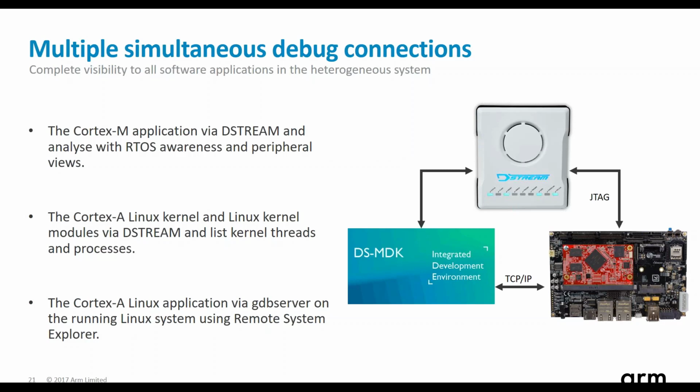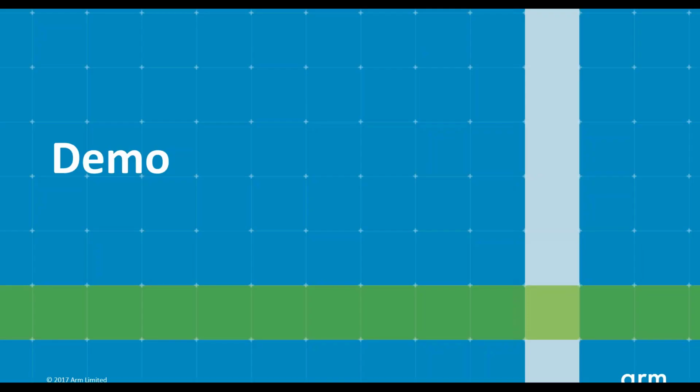So effectively, we can have the full view of the device with 3 different channels of communication. So JTAG on a Cortex-M, JTAG on a Cortex-A for the Linux kernel, and TCP/IP to connect to Linux user space applications via GDB server.